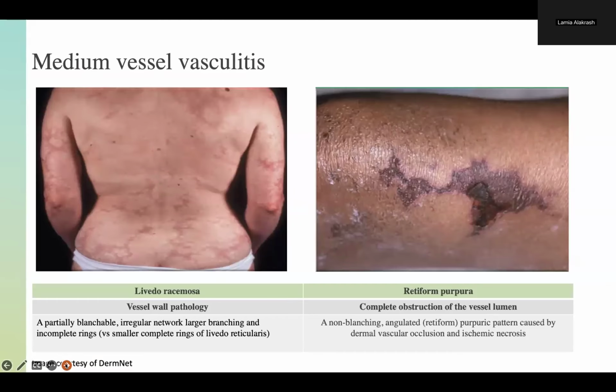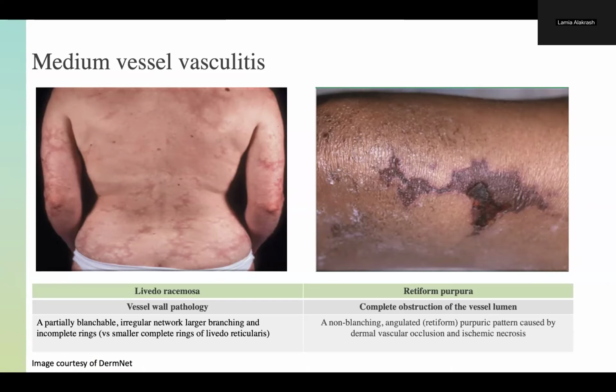In medium vessel vasculitis, we can see this cutaneous manifestation. We call it livedo racemosa. It's due to vessel wall pathology. So it is a partially blanchable, irregular network, with larger branching and incomplete rings when you compare it to the one we know as more common, livedo reticularis.